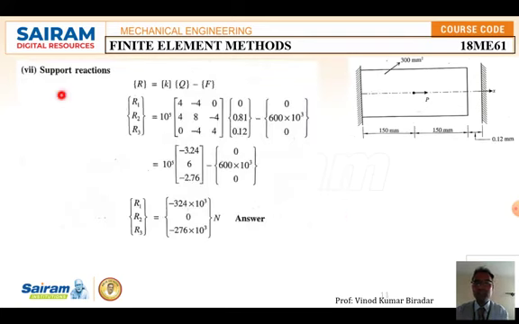Already we know the support reaction formula for the elimination method. This is the formula: R is equal to KQ minus F. So R1, R2, R3, substitute in the values. Just multiply this, first row first column, you are going to get this, minus of as it is. Then again you subtract this and you get this equation. So this is the support reaction at the given nodes R1, R2, R3. R1 is equal to minus 324 into 10 to the power of 3, acting opposite. Here R2 there will be no reaction, and R3 is also acting in the opposite direction.